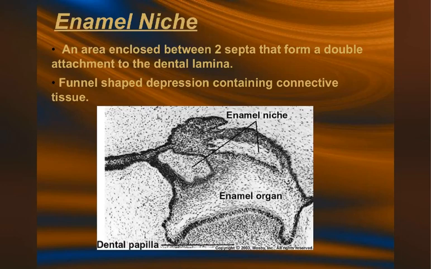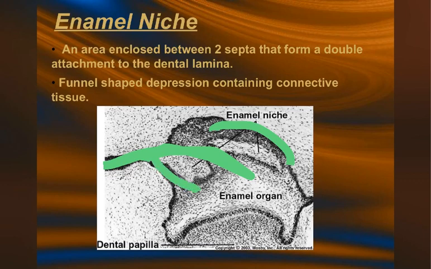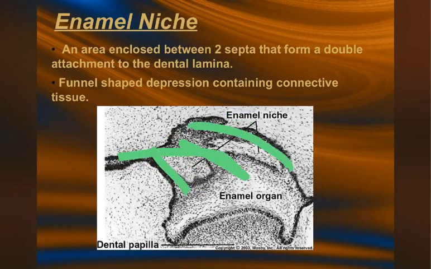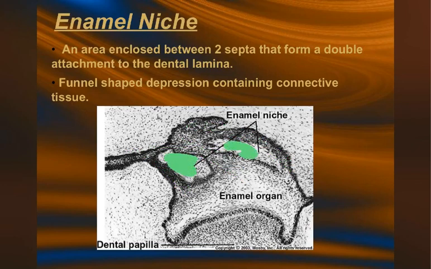Dental laminae. When you have a single dental lamina, we can't see an enamel niche. When you have more than one dental lamina, like in this case here, we have the main dental lamina here, and we have 2 lateral laminae. This is called the main dental lamina in the center, and the others are called lateral dental laminae. Between the main dental lamina and any of these lateral laminae, you can identify the enamel niche areas.